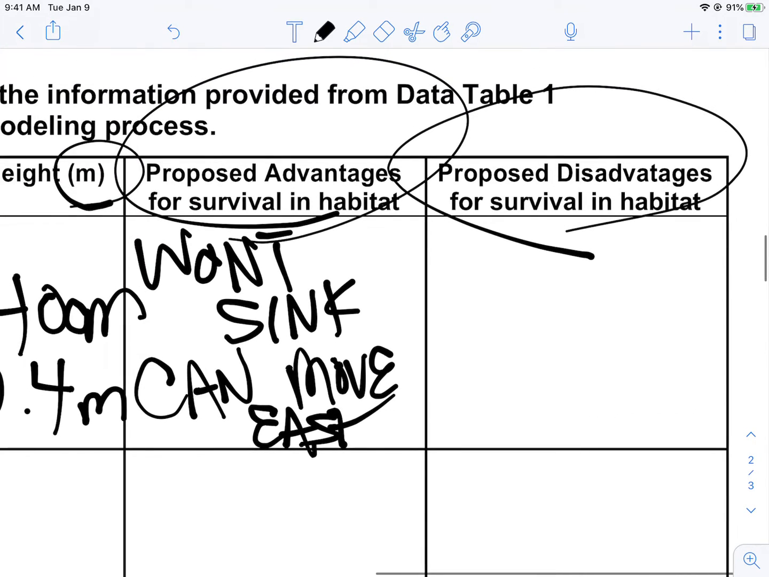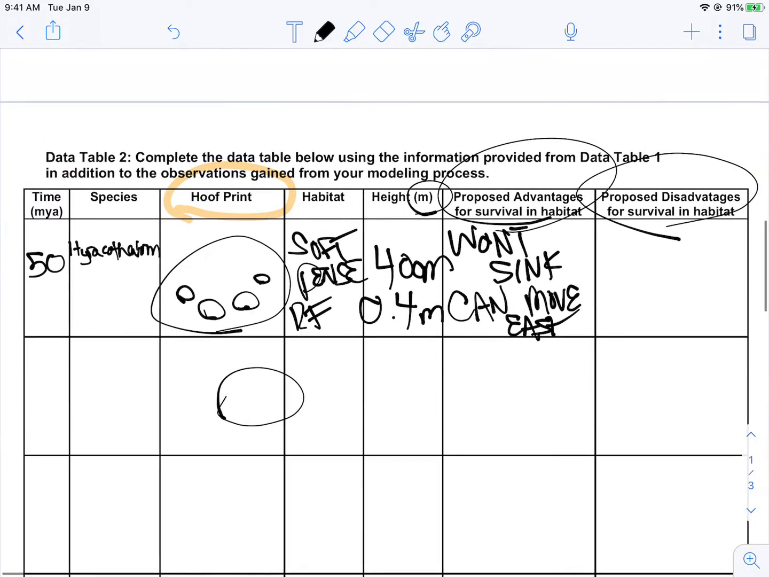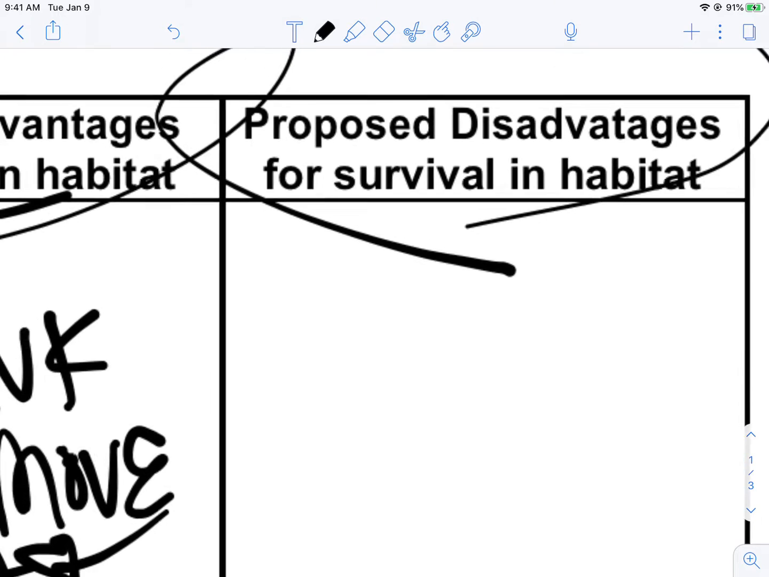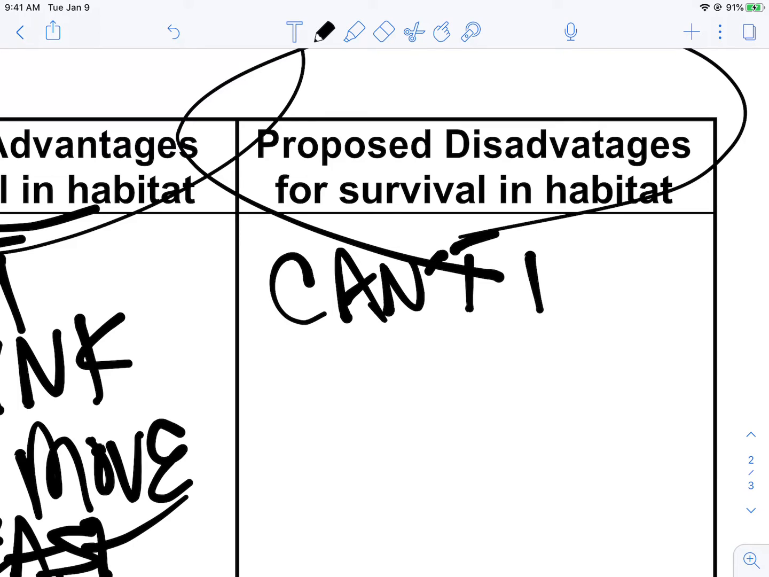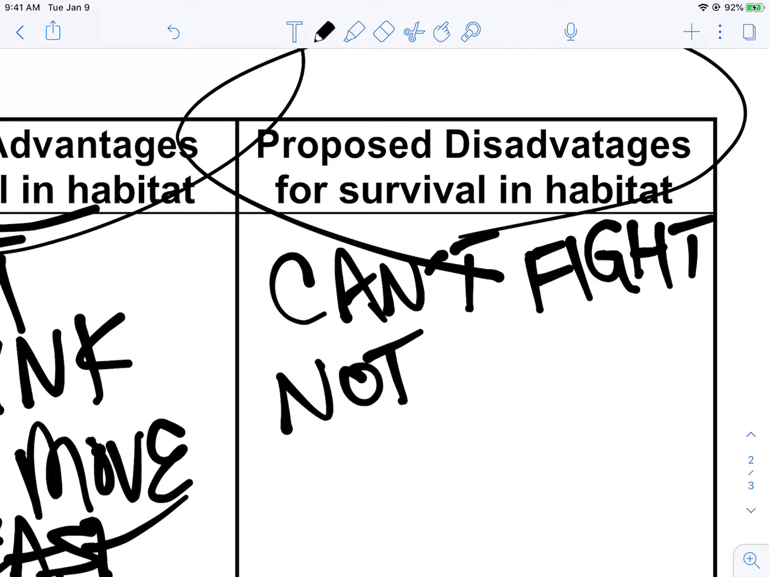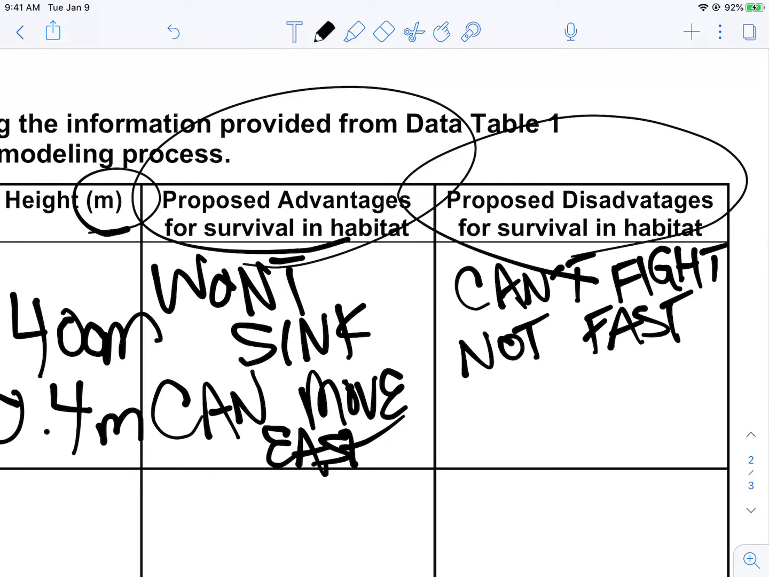What are some disadvantages of being a horse in this type of habitat? Well, if you're small and the size of a Chihuahua dog, you're going to not be a very fierce predator or prey for that matter. So what that means is if you're being chased, you're not going to be able to fight. And also, because you're the size of a small dog and you have 4 toes and you're living in a rainforest, you're probably not very fast. Okay, so those are some disadvantages there.